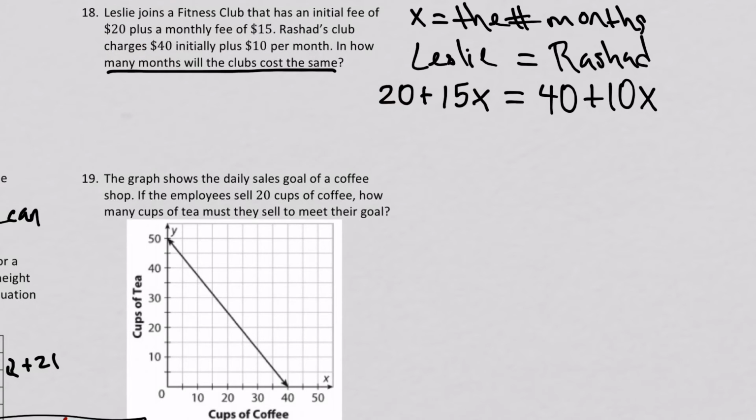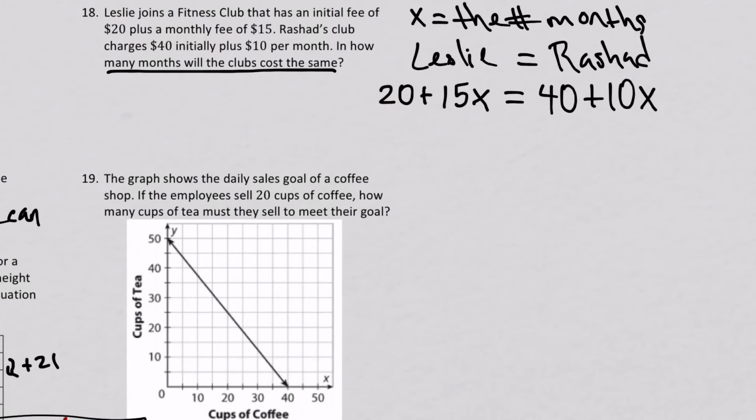We can solve it to figure out how many months it will take for them to be the same. Okay, so if you want to solve this, the way that I always think about these types of equations is I have x's on both sides, and that is not right. That's not possible. The x's always want to be together. They belong together. So what you need to do is either subtract 15x to get rid of it here, or subtract 10x to get rid of it here. Either way, they have to be together. They can't be on opposite sides, okay?